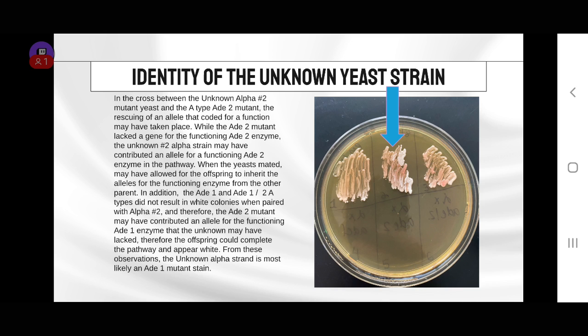And so when the ADE2 mutant and our unknown alpha were fused, genetic complementation did occur, and the genes for both the ADE1 and ADE2 functioning enzymes were rescued from the opposite parent. This results in a complete pathway to get to adenine synthesis, and therefore the yeast were white from the possible successful rescuing of the gene. From these observations, the unknown alpha strain is most likely an ADE1 mutant strain.